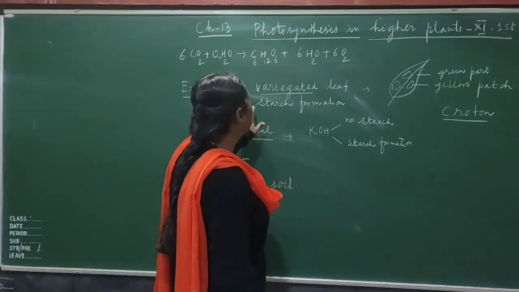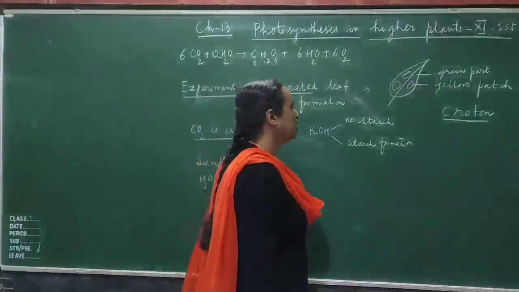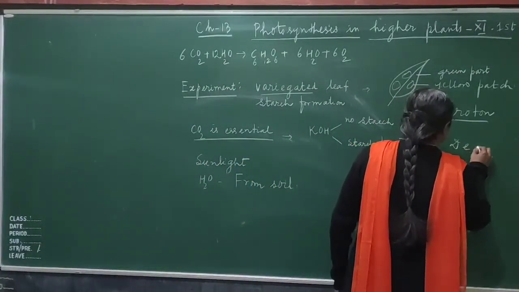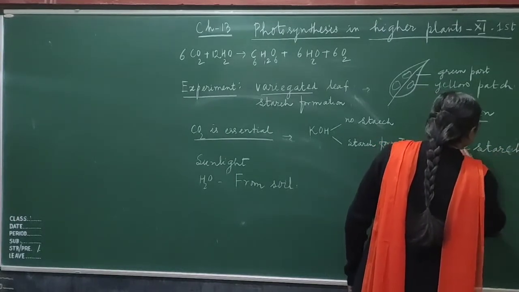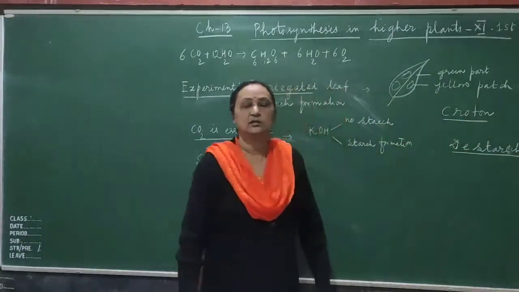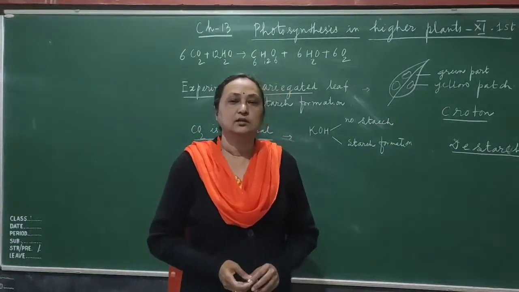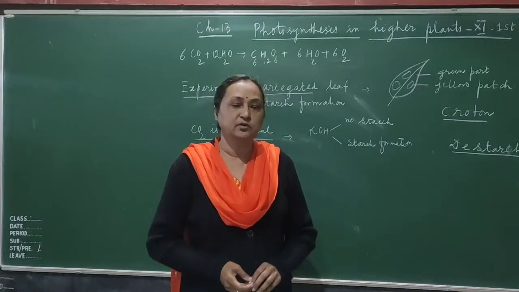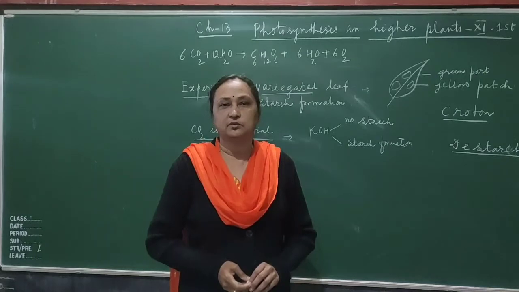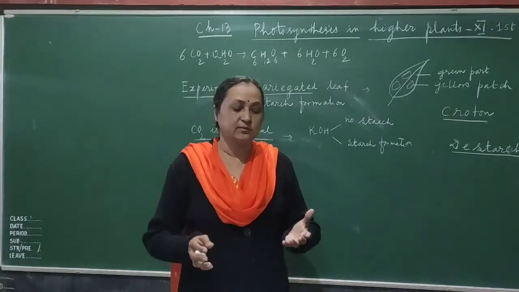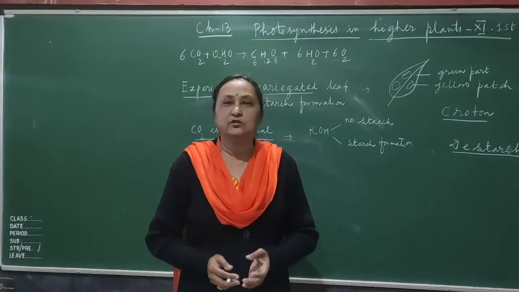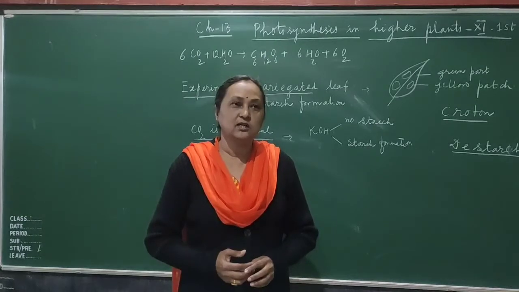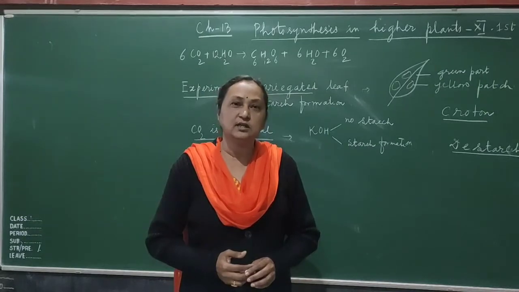Now before doing this experiment, we have to de-starch the plant. Because you know that when plants are exposed to sunlight, they prepare food in the form of glucose, and glucose is stored in the form of starch. So that means the leaves of the potted plant have some amount of starch. You can keep the potted plant in a dark room for 2 to 3 days, so that all the starch present in the leaves can be used by the plant. That process is called de-starching.